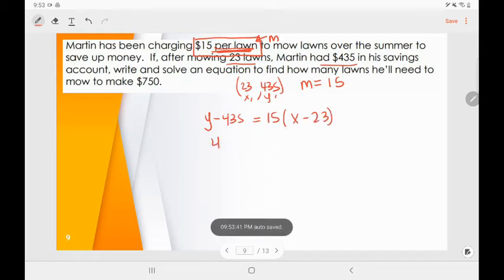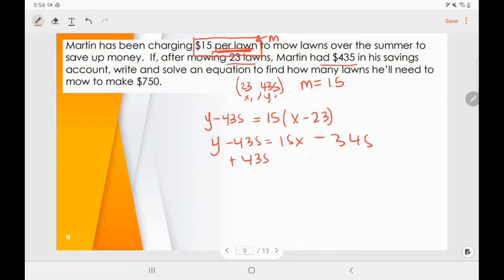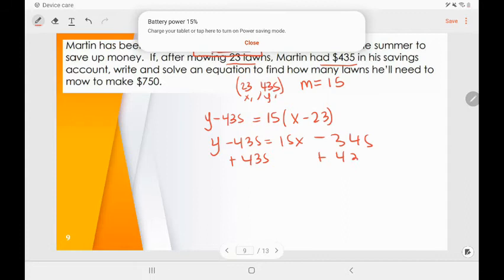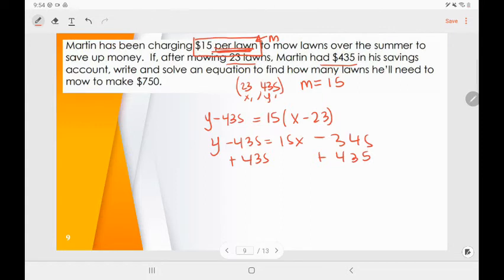Let's go ahead and solve. Y minus 435 is equal to 15x. 15 times 23 is 345. Let's continue to solve. I'm going to add 435. So negative 345 plus 435 gives me a grand total of 90. So y equals 15x plus 90. That is my equation.